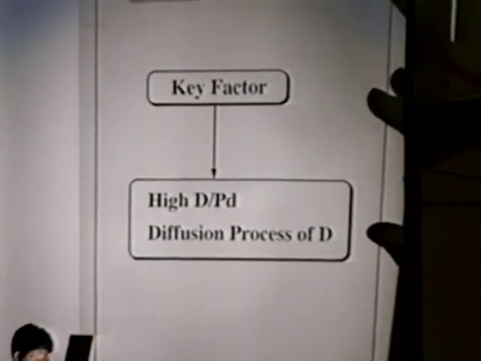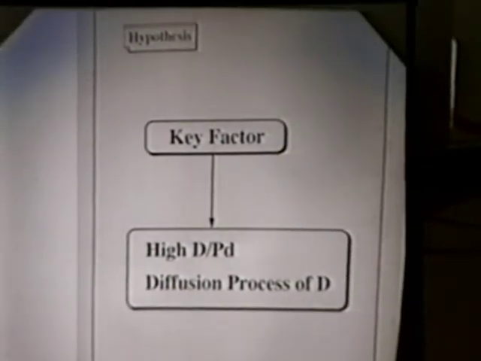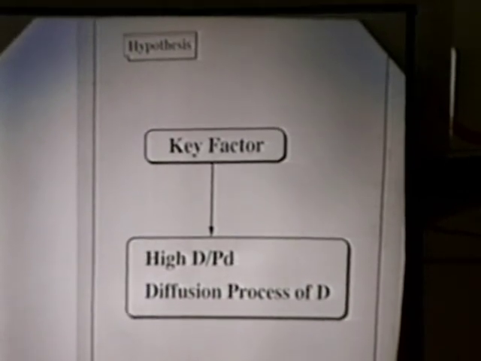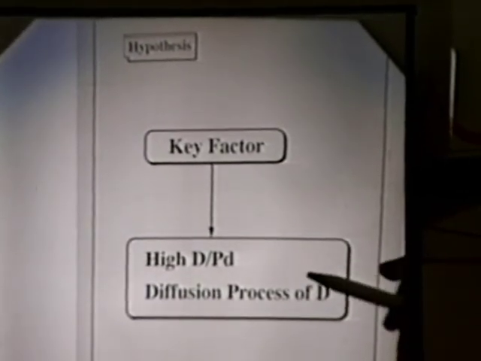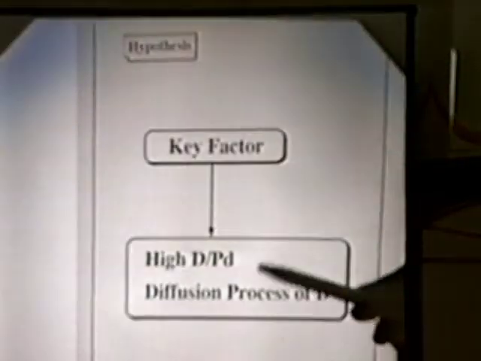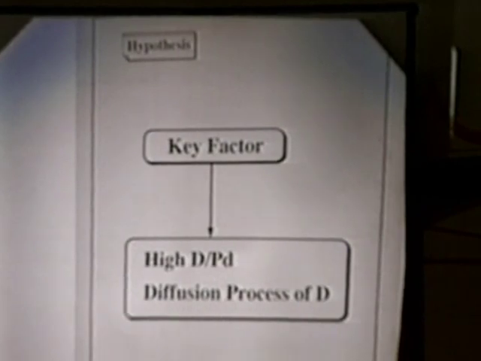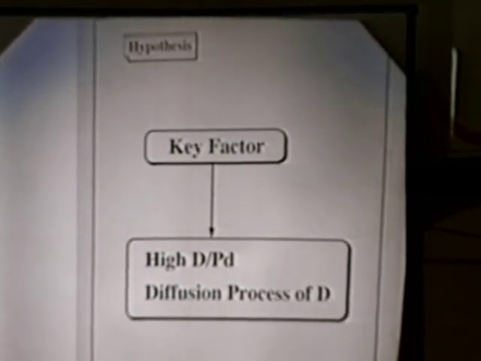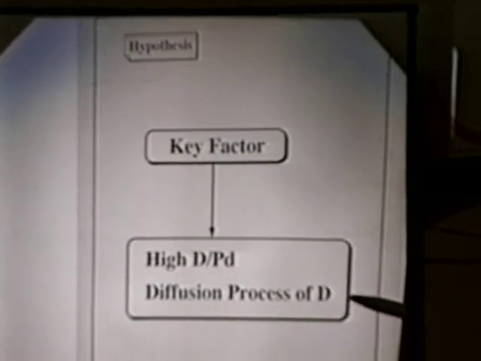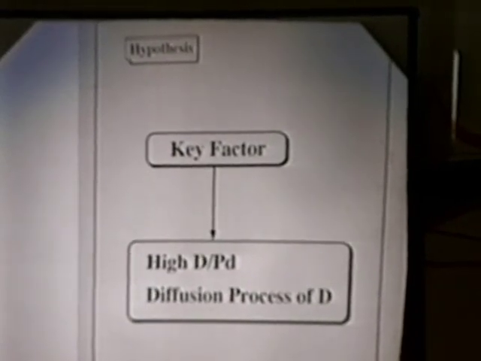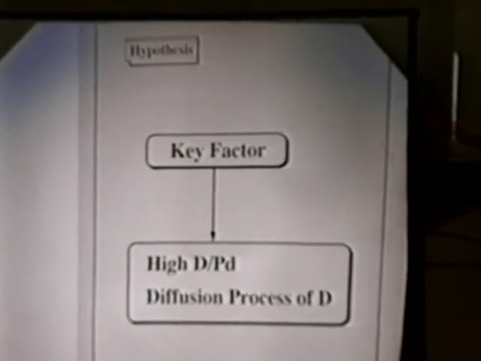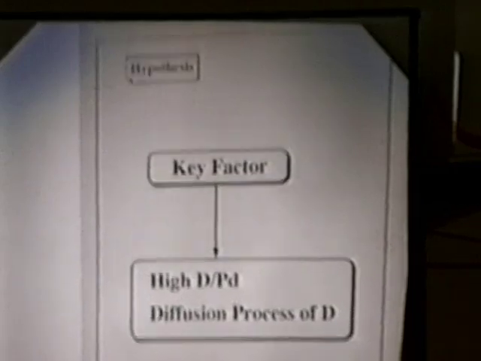The authors assume that key factors to induce anomalous effects are as follows. The first point is a high D/Pd ratio. This factor is widely recognized as an important factor to cause nuclear effects. The second is the diffusion process of deuterium atoms. In order to clarify the effects of these factors, we have performed the following experiments.